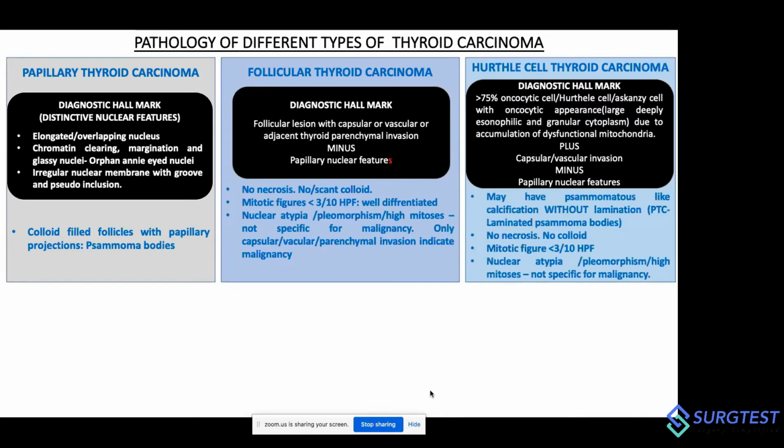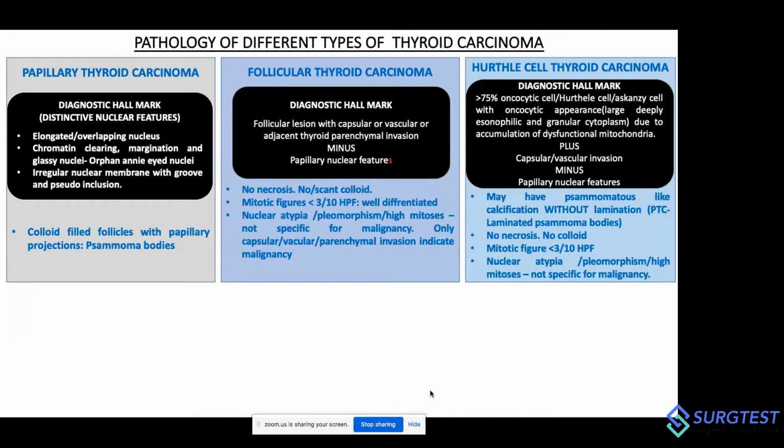Now, Hurthle cell thyroid carcinoma may have psammoma body-like calcification, but without lamination. There is no colloid and no necrosis. So remember, psammoma bodies are there in Hurthle cell as well as papillary thyroid carcinoma. But the difference is there are colloid filled follicles in papillary, while there is no colloid in Hurthle cell. There are laminated psammoma bodies in papillary, but psammoma bodies without lamination in Hurthle cell.